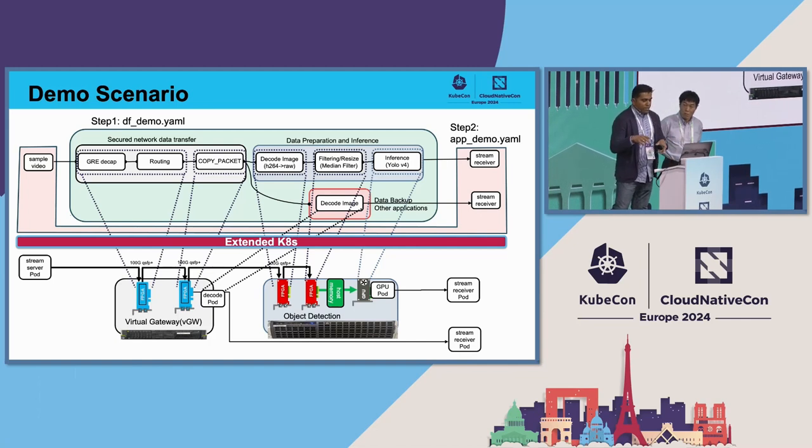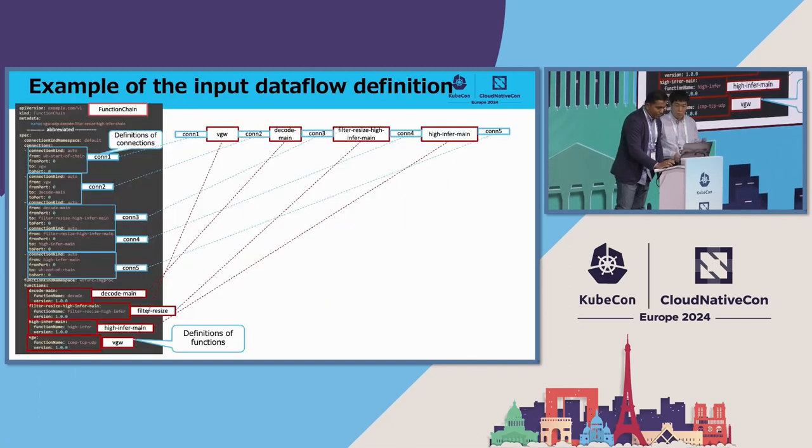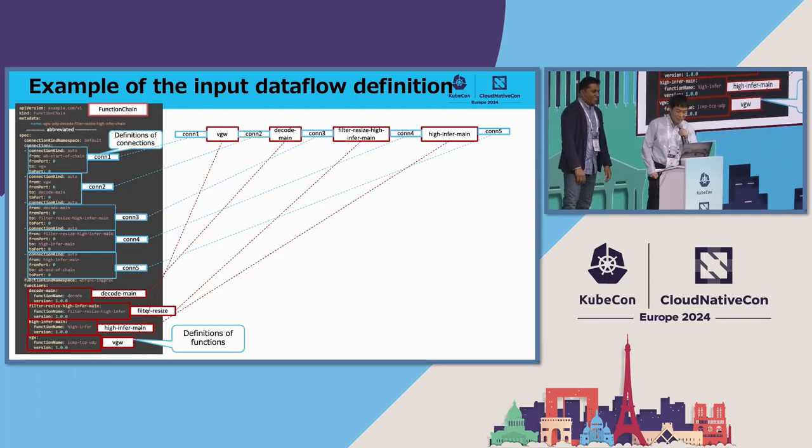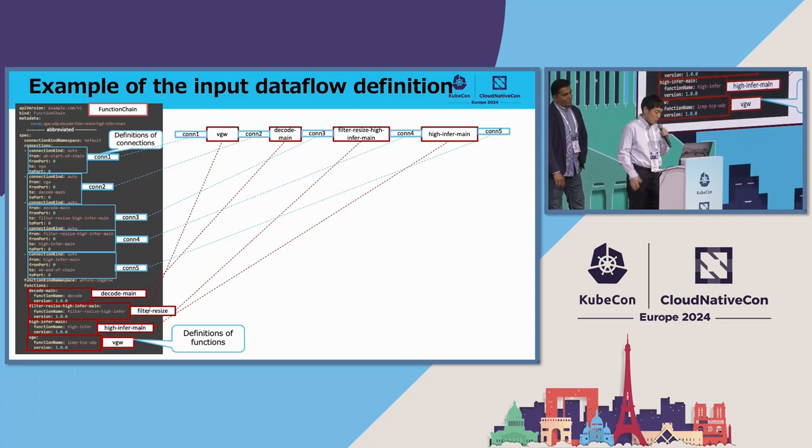Before I move to the live part, it might be a little bit laggy, so please bear with it. This is the sample data flow function chain. I introduce the definitions in this demo. This is a function chain definition used in this demo, and this is a template for the above flow.